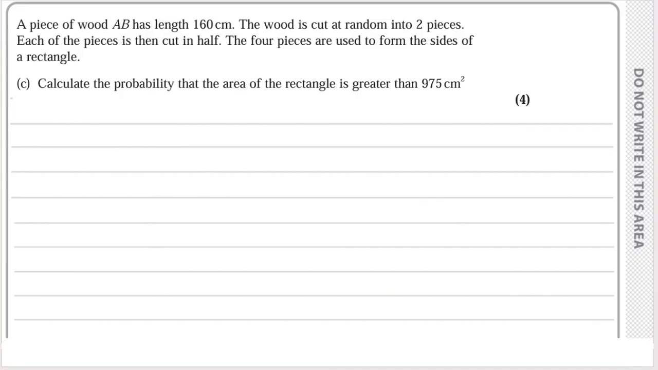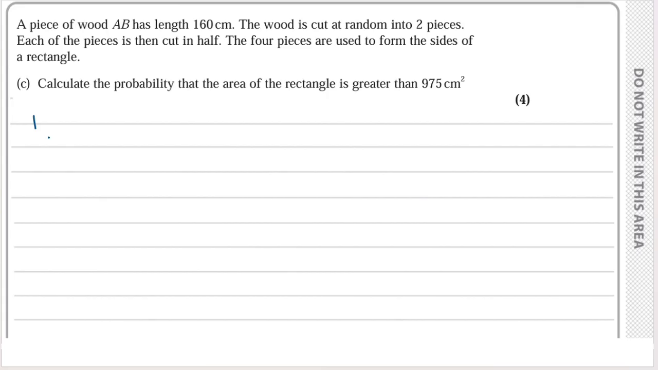Part C. A piece of wood AB has length 160 centimeters. The wood is cut at random into 2 pieces. Each of the pieces is then cut in half. The 4 pieces are used to form the sides of a rectangle. Calculate the probability that the area of the rectangle is greater than 975 centimeters squared.